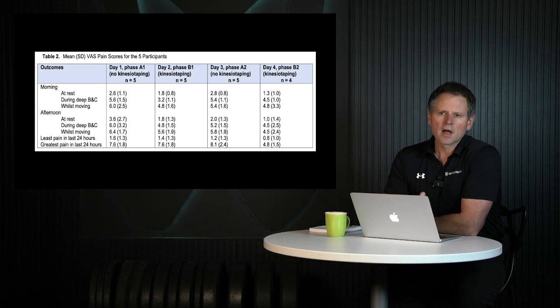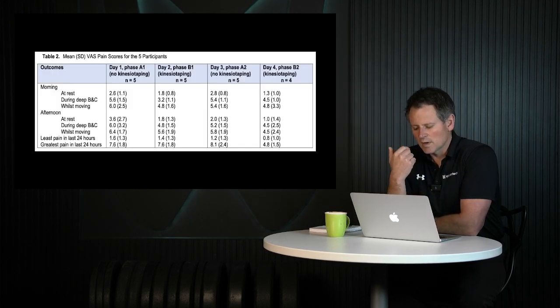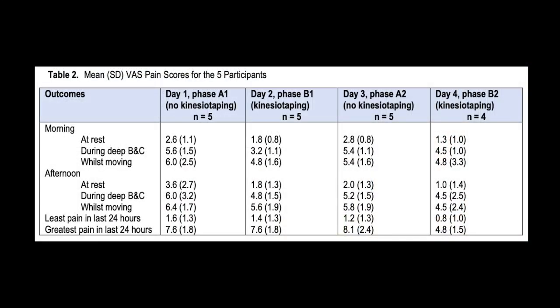And so, as you can see here, if you go back to the previous slide, on the days that we have tape on, which are days 2 and 4, we see significantly decreased pain scores, measured by a visual analog scale. At rest, during deep breathing, while moving, and in terms of the greatest and least pain they see in the day, we're seeing significantly lower pain levels in each one of those categories on the days where they were wearing tape versus not wearing tape.